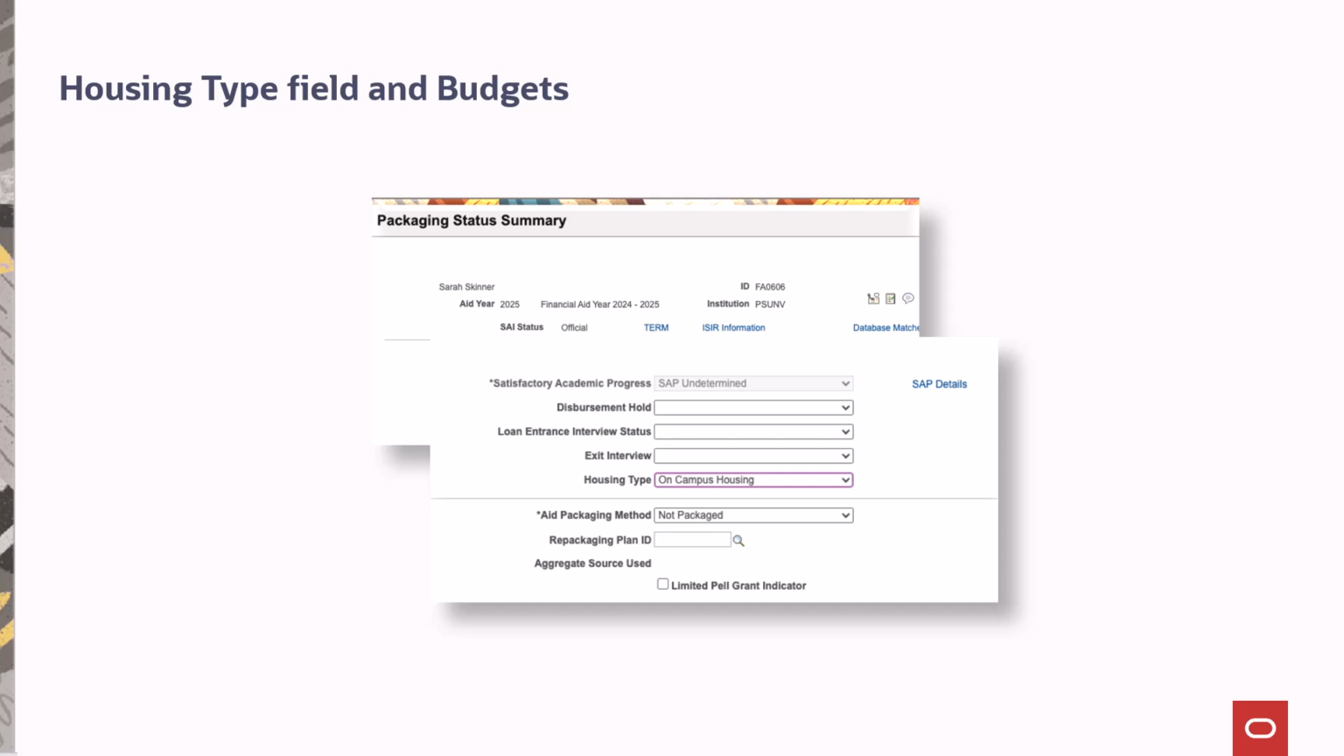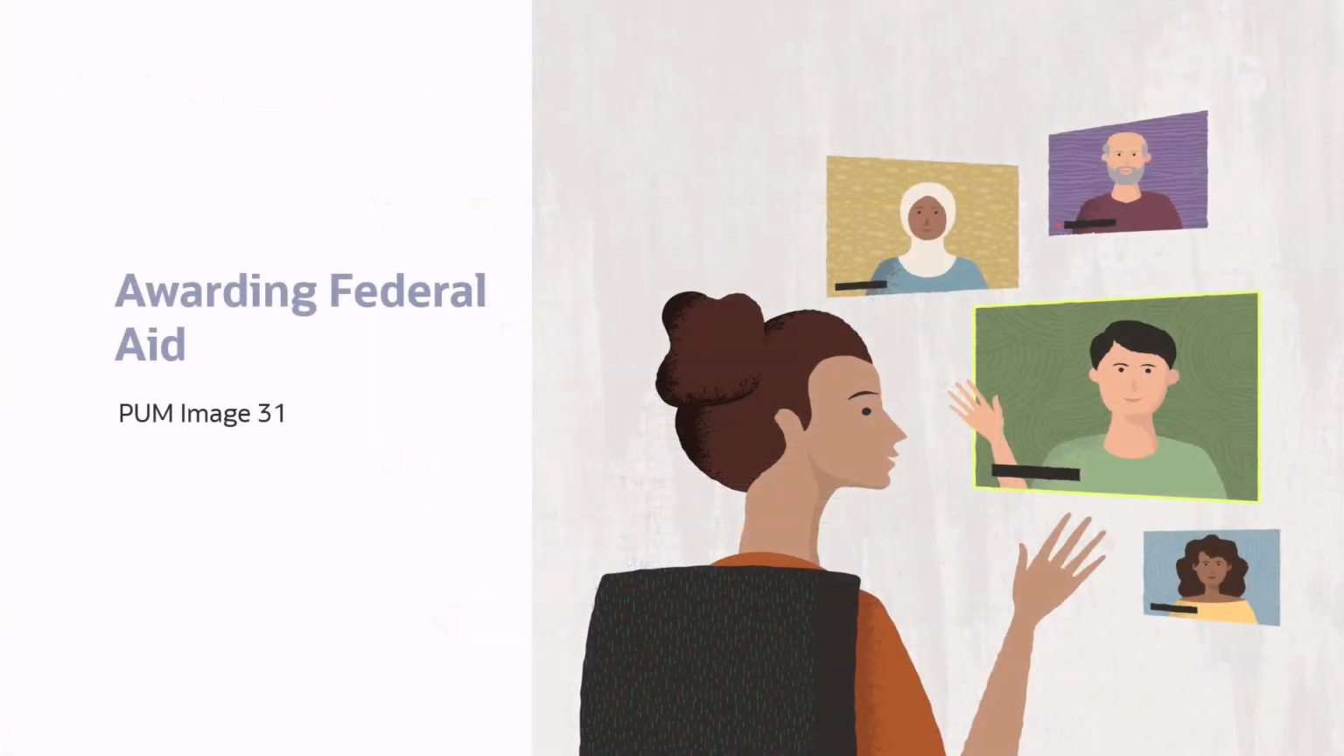For more detail, please visit KM Doc 2990217.1. It will be the institution's responsibility to determine how they want to collect housing selection from their student population. Population of the housing type field at the student level can be done through package status summary and will be accessible via population updates.